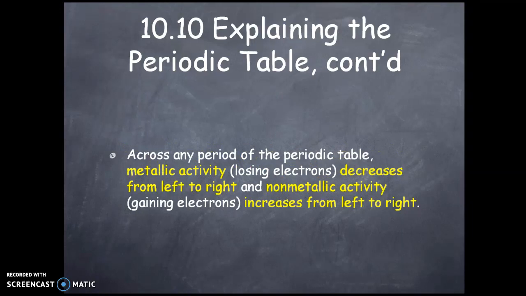Across any period of the periodic table, metallic activity decreases from left to right. A row of the periodic table is referred to as a period, so if you go from the left side to the right side, the metallic activity decreases and the non-metallic activity increases from left to right.